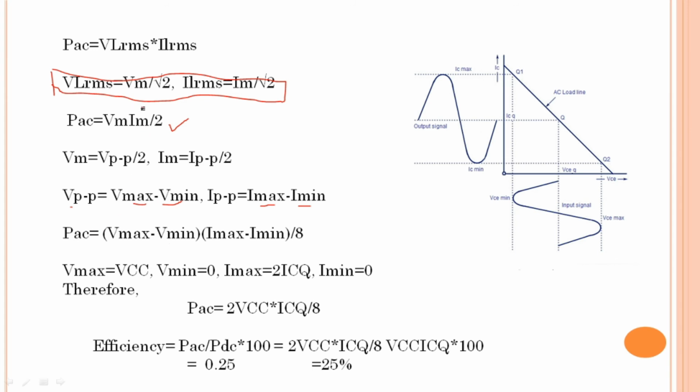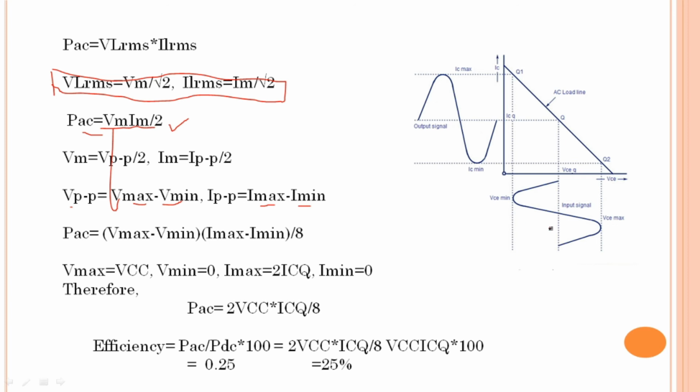What is this PAC? PAC is Vm Im by 2. So what is the value of Vm? It is V peak to peak by 2, means V max minus V minimum by 2, and Im is I max minus I minimum by 2. If we put all these values in the PAC equation we get V max minus V minimum into I max minus I minimum by 8, since 2 into 2 is 4 and with the other 2 it is 8.